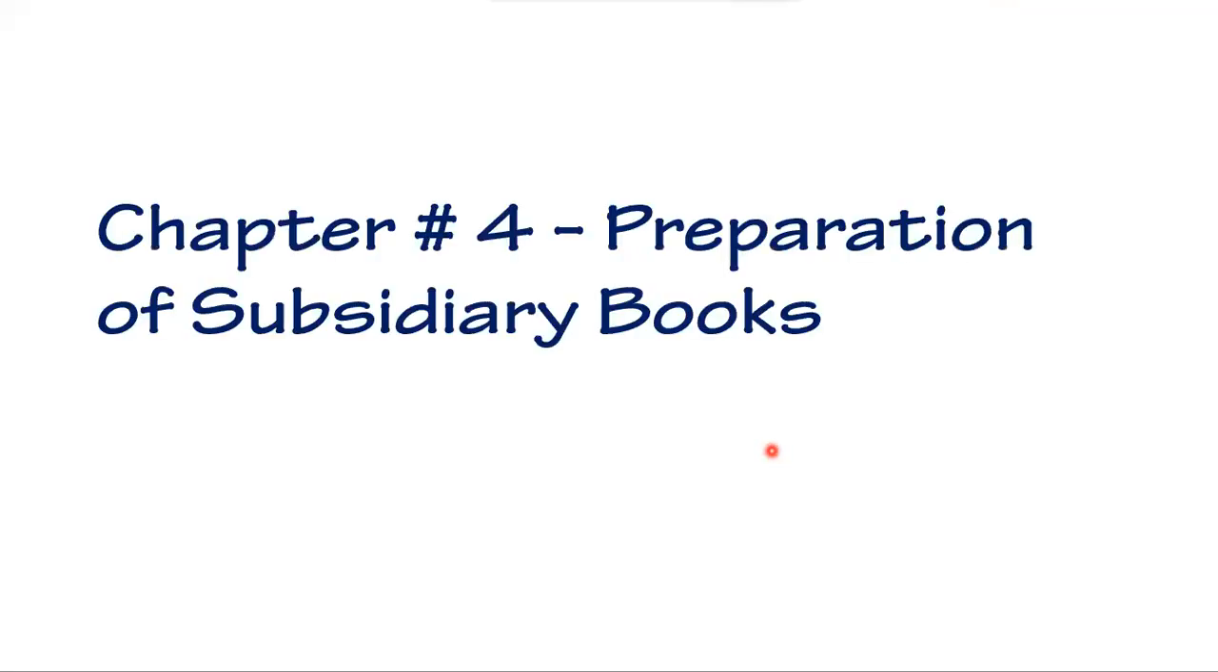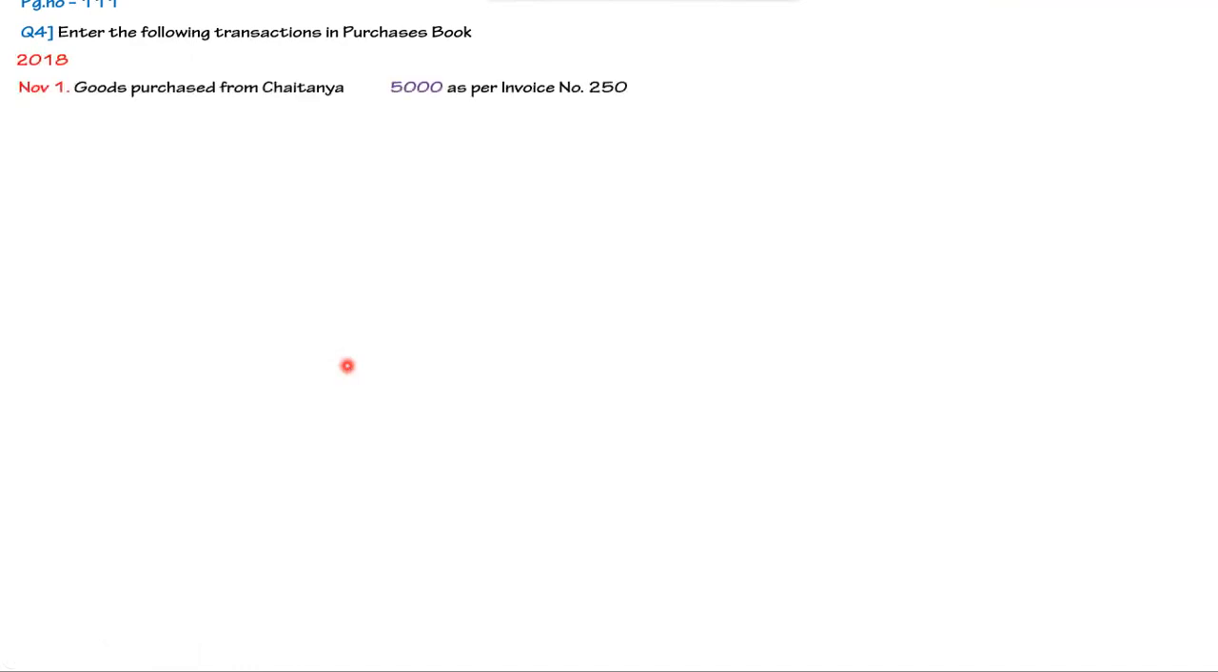In this video, we'll be discussing chapter 4, preparation of subsidiary books. Here is the problem, page number 111, question number 4. Enter the following transactions in purchases book. The transactions are given for the year 2018 for the month of November.